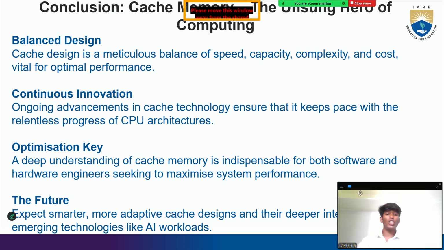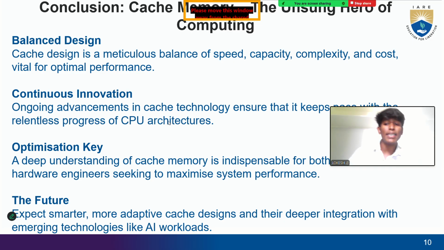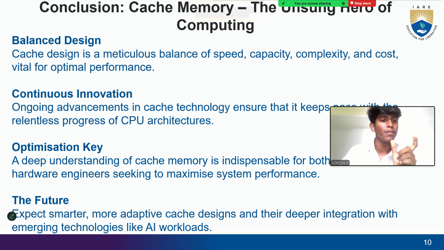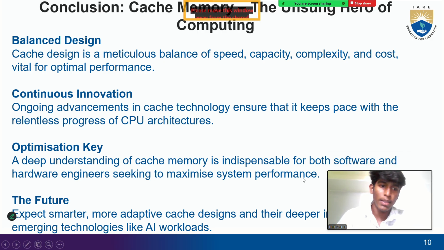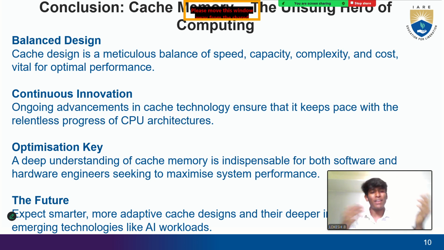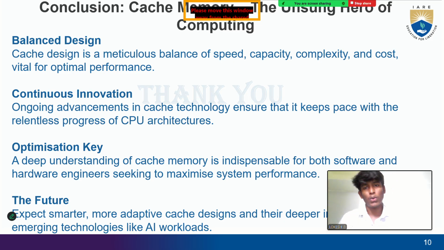And this is the future of cache memory. Expect smarter, more adaptive cache designs and deeper integrations with emerging technologies like AI workloads. AI workloads have the most power in cache memory. If cache memory handles AI workloads, then it will be the most effective for every software user, not just the software user. In different ways, it's going to be different. So this is my topic.